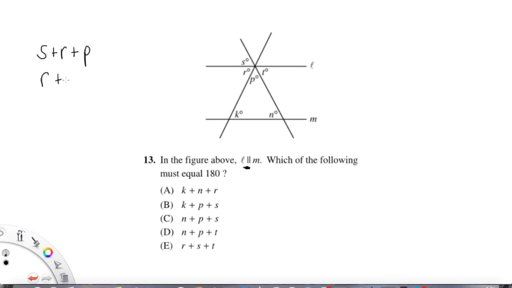So R plus P plus T. Also, K plus P plus N, because they're the interior angles of a triangle, all add up to 180 degrees. So those are the three most obvious ones. We have the two straight lines, and then we have the interior angles of the triangle.